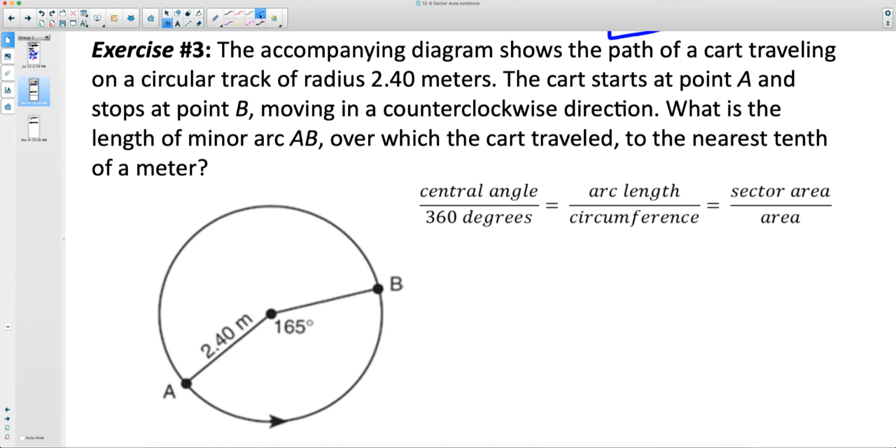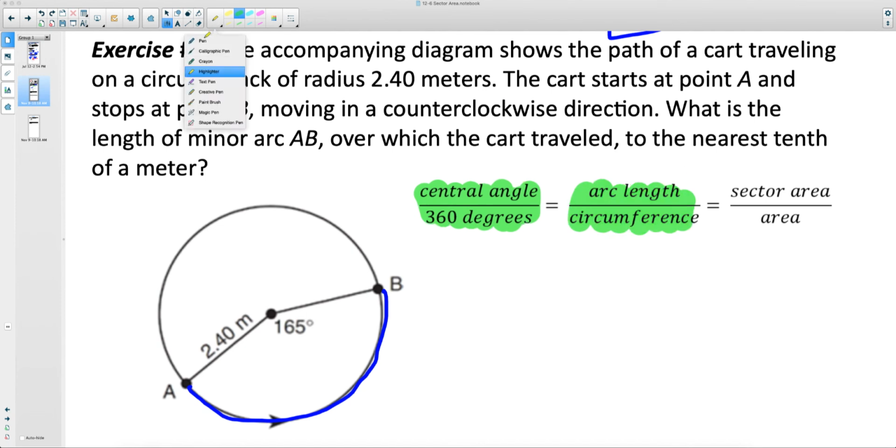So we are trying to find the arc length. We're trying to find the distance that it traveled from A to B. So the distance around the circle, that's going to be arc length. So we're dealing with, in this case, central angle, and this time arc length and circumference. Okay, let's fill in what we have.